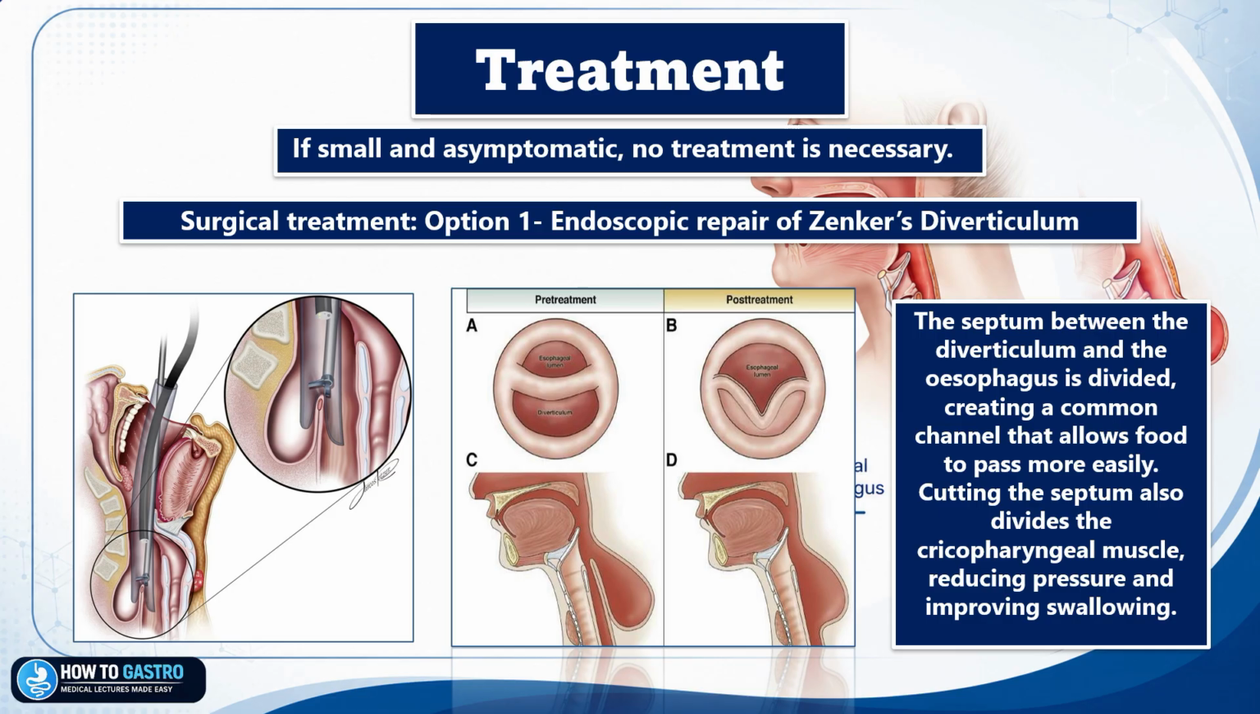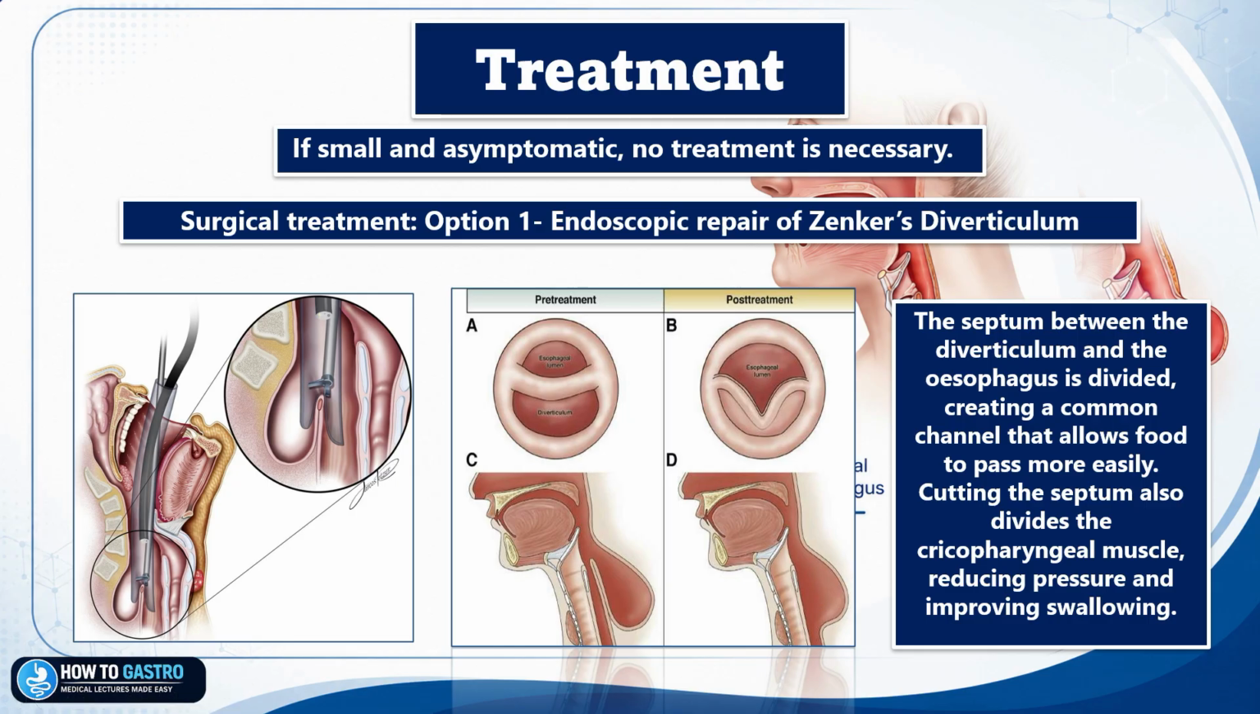So how are Zenker's diverticula treated? If they are small and asymptomatic, no treatment is necessary. But if they cause alarming signs and symptoms for these patients, we can use option 1, surgical treatment. Here we have endoscopic repair of the Zenker's diverticulum. We see the endoscope is introduced to the portion where the diverticulum is present. The wall, or the septum, between the diverticulum and the esophagus is cut and divided, creating a common channel, as we see here, that allows food to pass more easily.